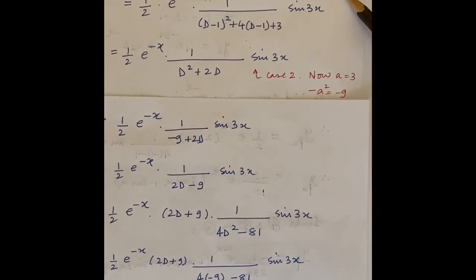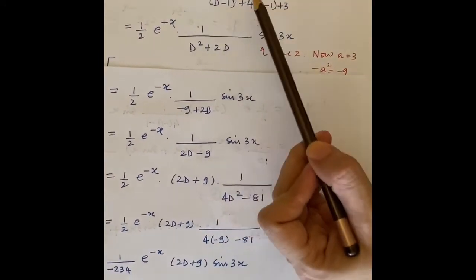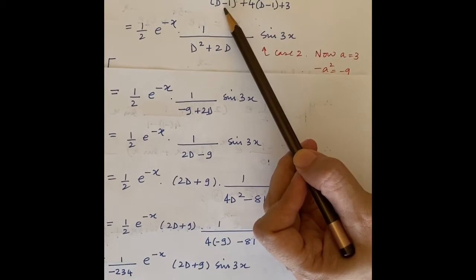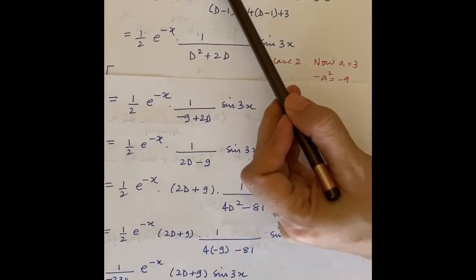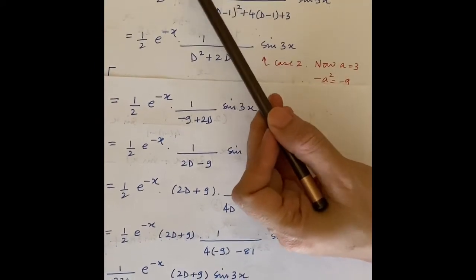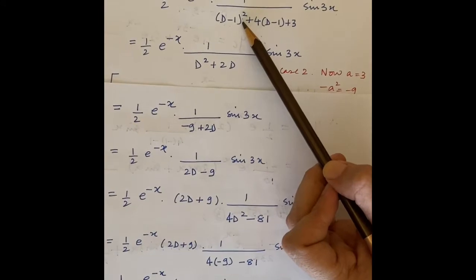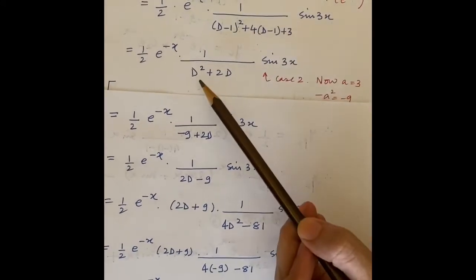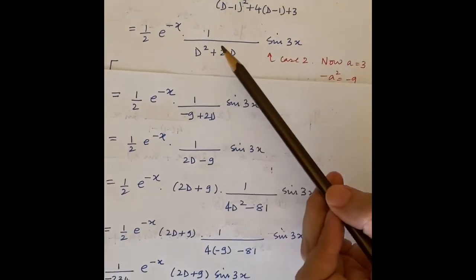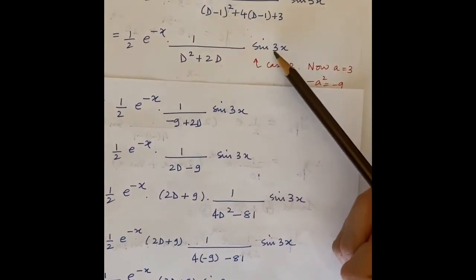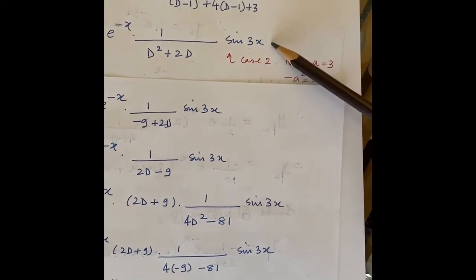So applying the formula for case 5, which is e^(-x) into 1 upon f(D + a) operating on the remaining function V. So f(D) is this, so D + a will be D + (-1), which is D - 1. So when I solve this, I get D² + 2D. Okay, so my yp1 is half into e^(-x) into 1 upon (D² + 2D) operating on sin 3x.